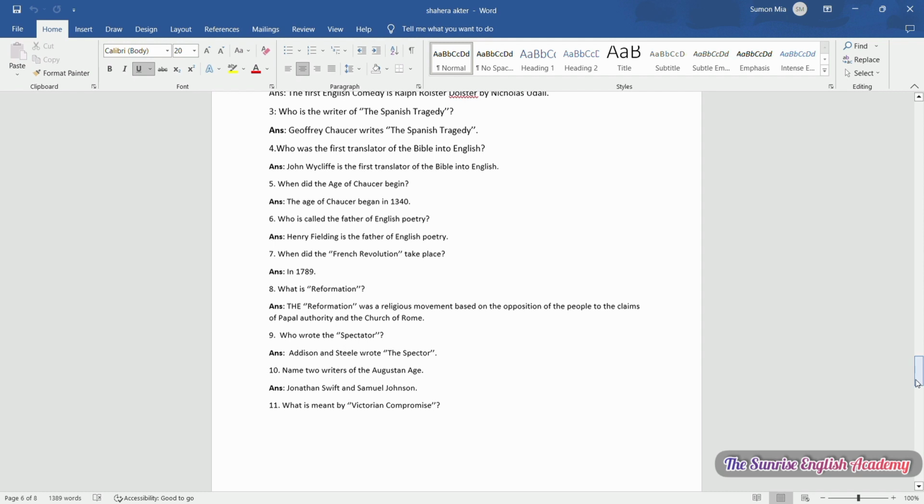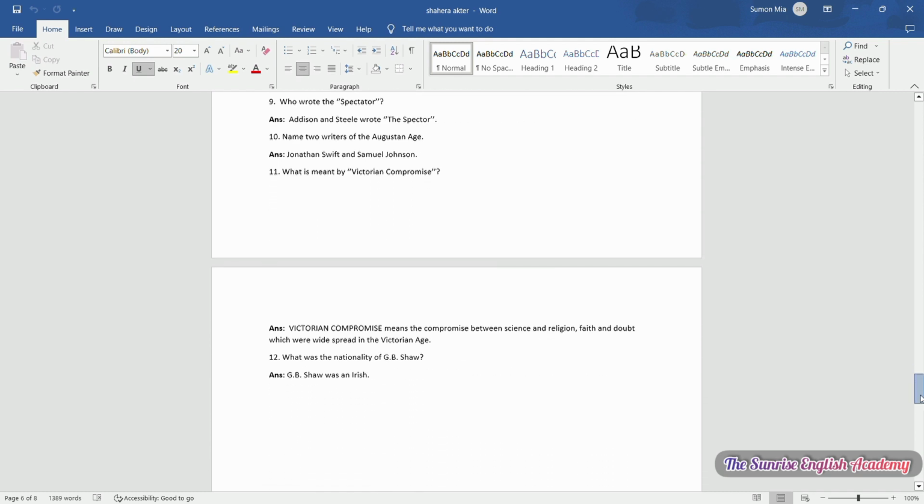11. What is meant by Victorian compromise? Answer. Victorian compromise means the compromise between science and religion, faith and doubt, which were widespread in the Victorian age. 12. What was the nationality of G.B. Shaw? Answer. G.B. Shaw was Irish.